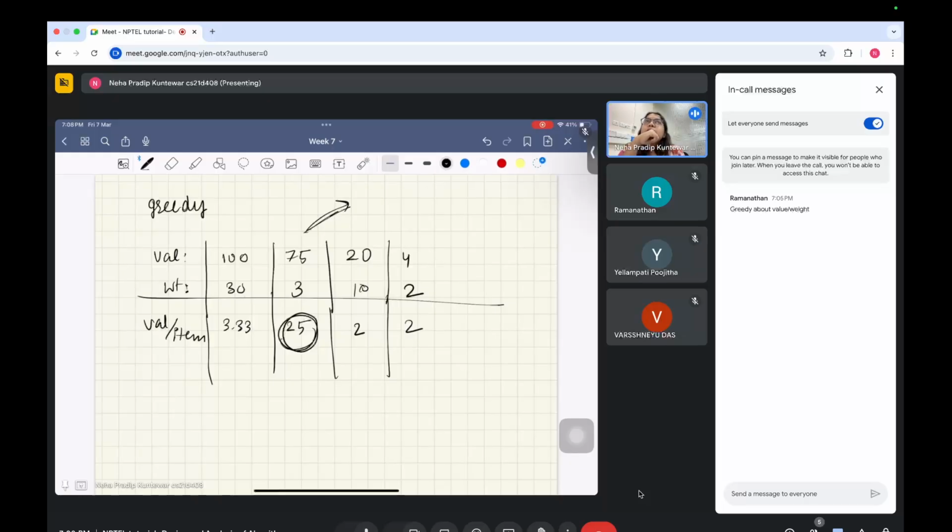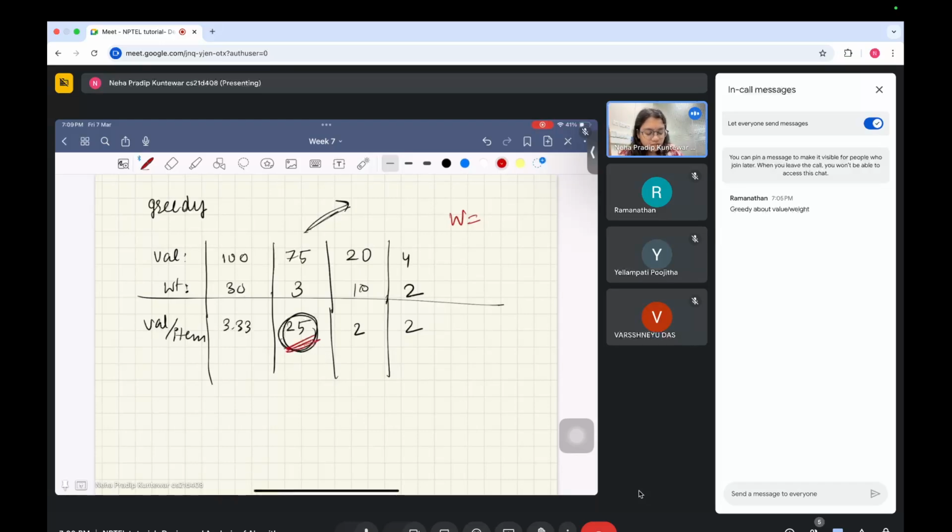Okay, but let me come up with the counter example. Hmm. Okay, so maybe this is not a very good example, but let me try to come up with one example like that. Basically the problem can happen when the weight that you have is not divisible by this number.